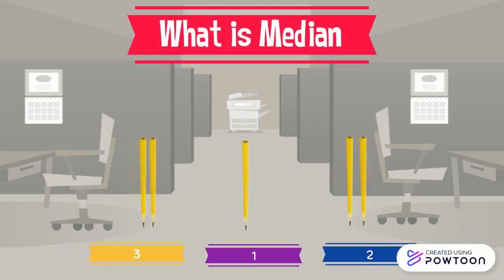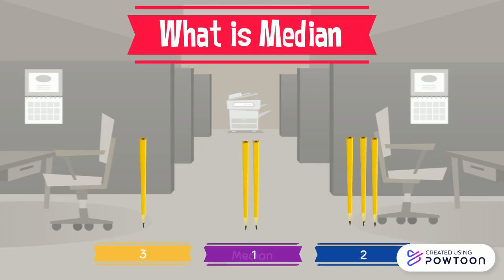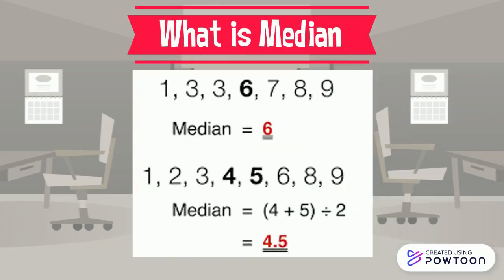Median. Median is the middle value when all values are listed from smallest to largest. So, first arrange the data into ascending order, then find the middle value. It's easy to do when you have an odd number, but if you have an even number of values, take the two middle values, add them, and divide them by 2 to get your median.